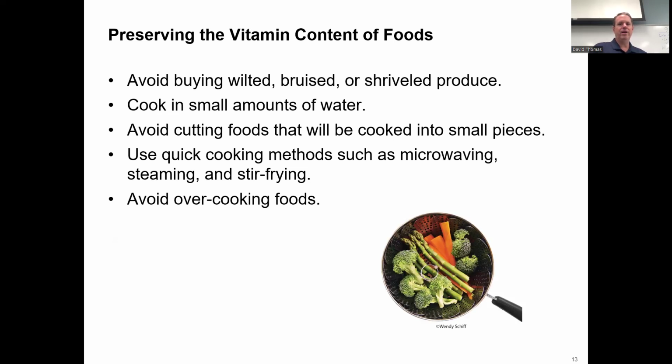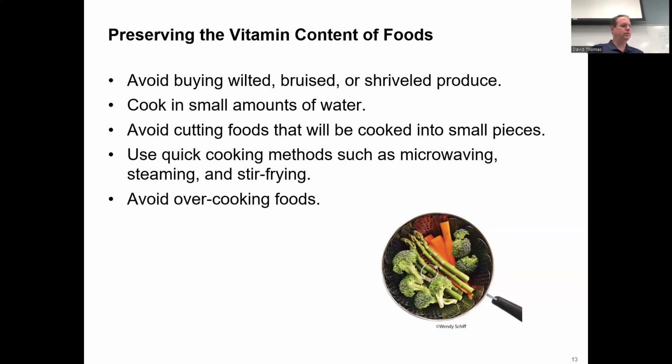A couple of tips here for preserving the vitamin content of food, just as we think about food preparation. We probably do most of this anyway. Avoid buying wilted, bruised, shriveled produce. Fresh is always best if we can. Be careful about how much water we're cooking vegetables in, because if you cook with a lot of water and then you strain something, or you're dumping out the water, a lot of the vitamin content goes with the water, especially those water-soluble vitamins like vitamin C and the B vitamins, because they're going to be cooked out in the water content, and then we're discarding that water.